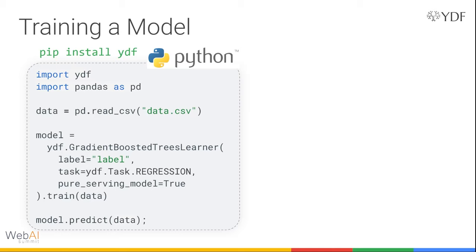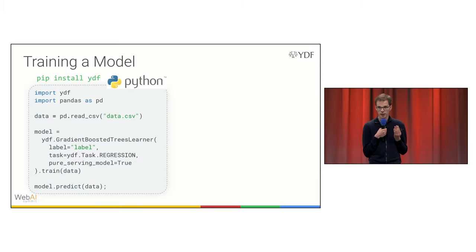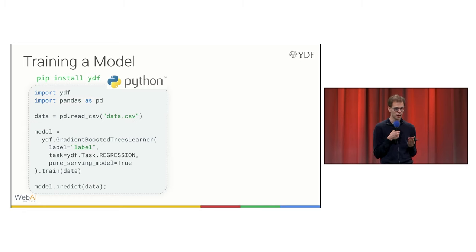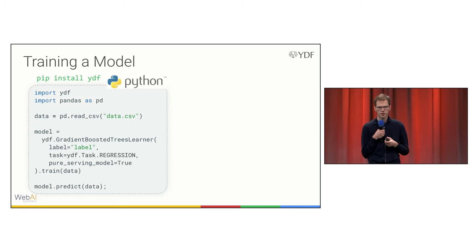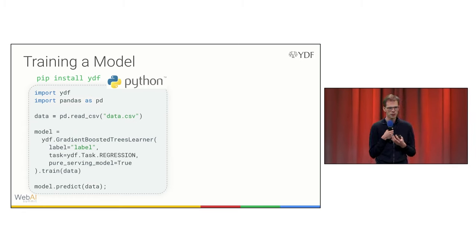So how do you use YDF? I'm going to first show the Python code, because this is the classic way of doing machine learning in a server. So you pip install the YDF package, and then you have something really easy. You just import YDF, you load your data, and then you train a model essentially in one line. Or here I split it up into five lines for readability, but you really just define the label, define the task, define maybe some other parameters such as a pure serving model, and then you just train on your data. And that works because decision forests as a class of learning algorithms are particularly stable towards the choice of hyperparameters. In other words, default hyperparameters give you very good models for decision forests.